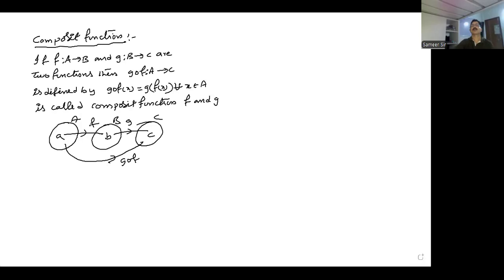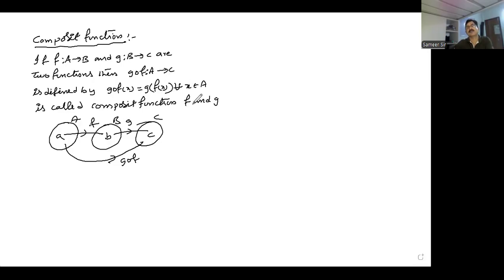Okay, first we'll discuss composite function. Now you see here, what is meant by composite function? Two functions we need here: f from A to B and g from B to C. And g circle f, we are going to read like this, composite function of two functions. g circle f from A to C is defined by g circle f of x is equal to g of f of x. It is true for all x belongs to A. Right, this is very, very important.